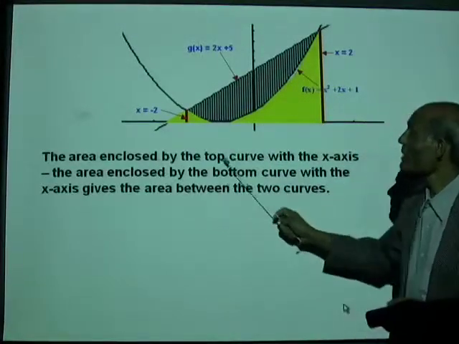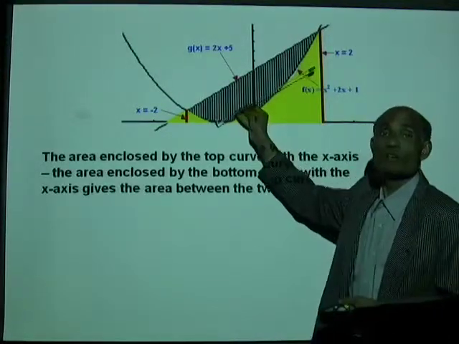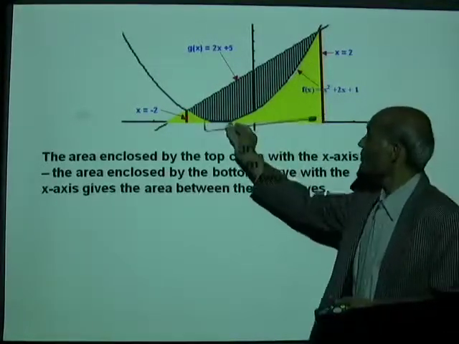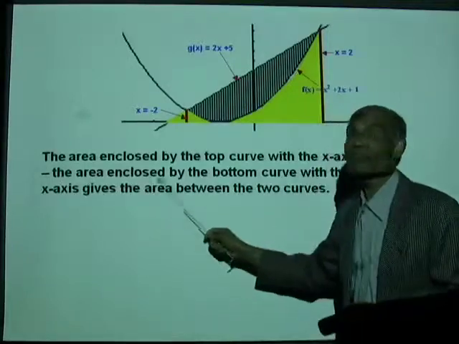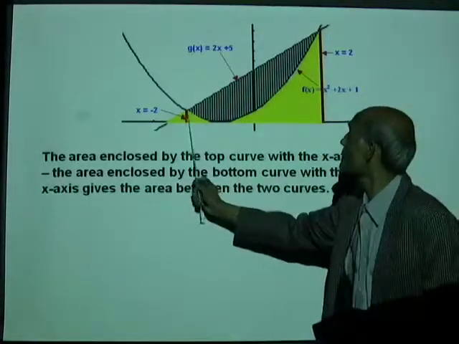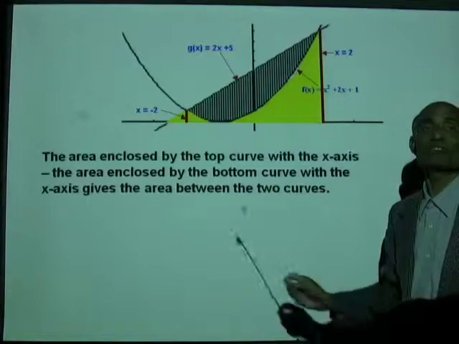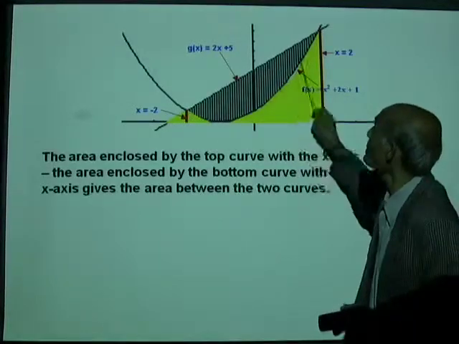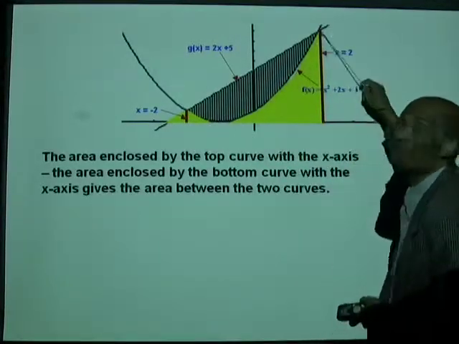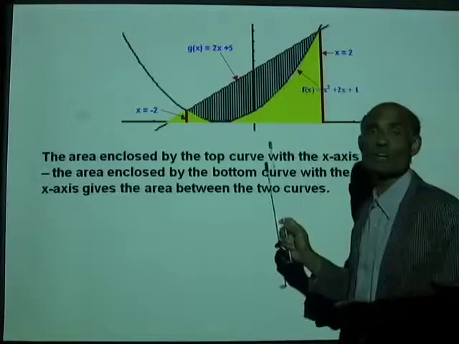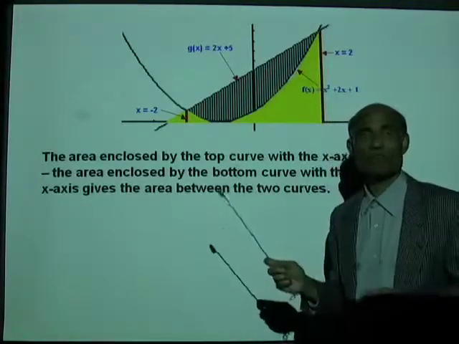So the area enclosed by the top curve with the x-axis minus the area enclosed by the bottom curve with the x-axis gives you the area enclosed by the two curves. I hope that concept is clear from our example here.